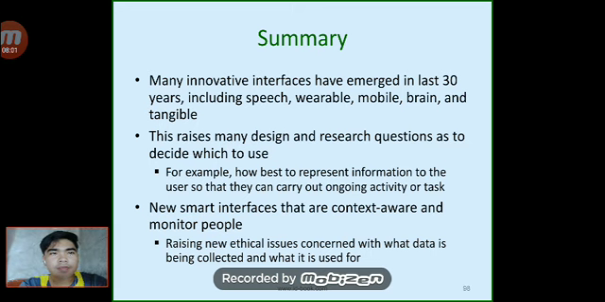Summary. Many innovative interfaces have emerged in the last 30 years, including speech, wearable, mobile, brain, and tangible. This raises many design and research questions as to how to decide which to use. For example, how best to represent information to the user so that they can carry out ongoing activities or tasks. Use of smart interfaces that are context aware and monitor people raises new ethical issues concerned with what data is being collected and what it is used for.